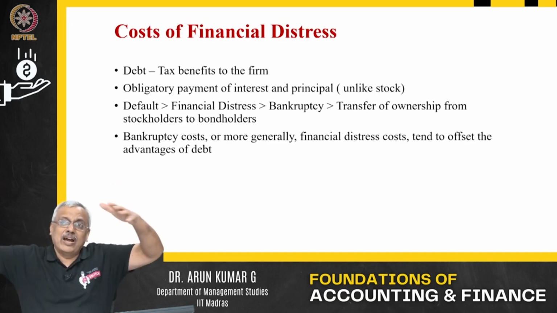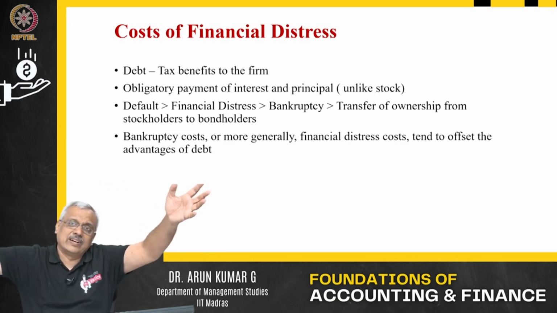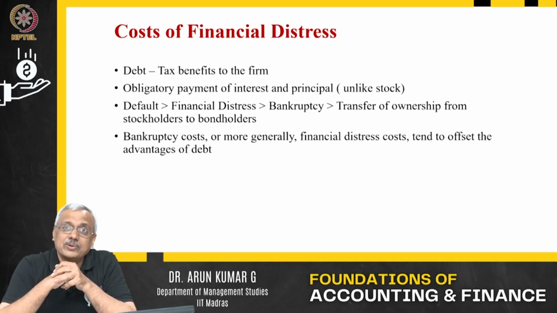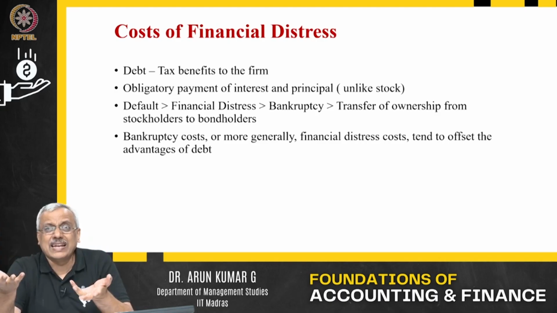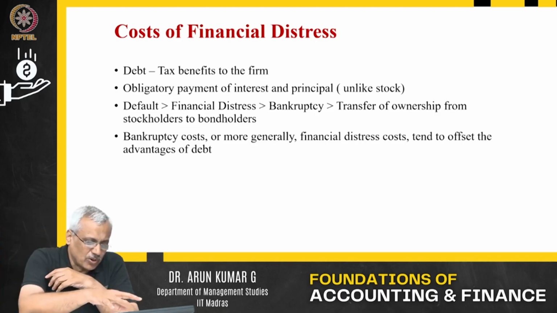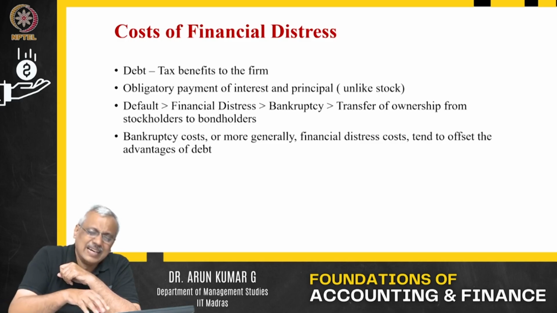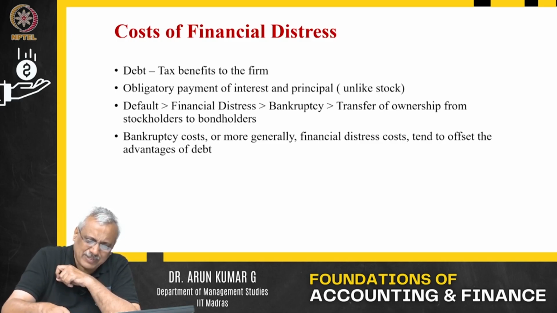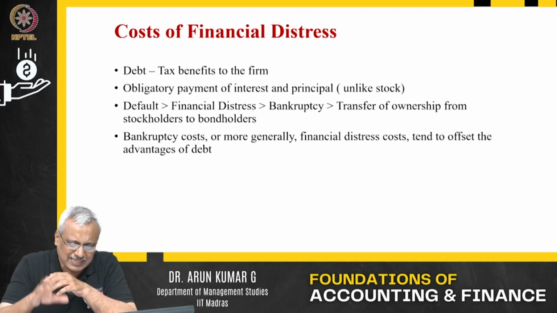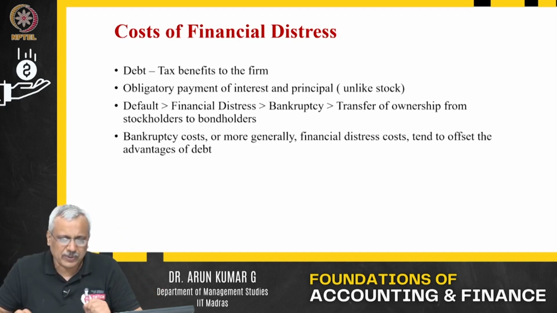So, if you have a very high debt, both cost of debt and cost of equity will be very high out there. Why? Lot of debt, cost of bankruptcy, because my risk is high in this case. Debt has tax benefits, it has obligatory payment, there is a default, financial distress, bankruptcy, transfer of ownership to stockholders. All these, cost of distress, are built into it.